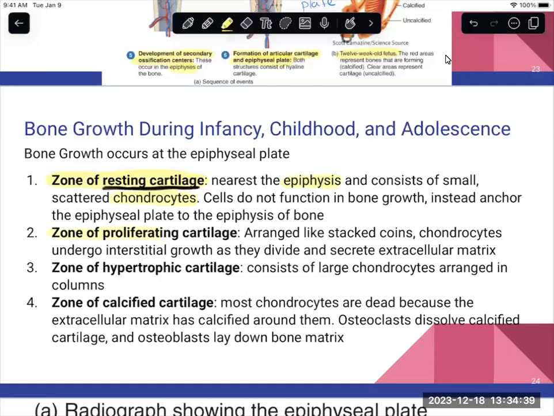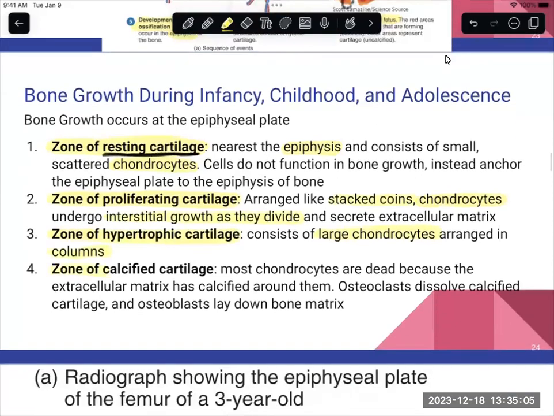The next stage, that zone of proliferating cartilage. In other words, those chondrocytes, they're stacked like coins at this point. They are growing and dividing. We have the zone of hypertrophic cartilage. Those chondrocytes have gotten larger. Again, they are arranged in columns. Then we have our zone of calcification. At this point, our chondrocytes are dead. Osteoblasts are coming in and laying down that bone matrix. Osteoclasts are getting rid of that cartilage.